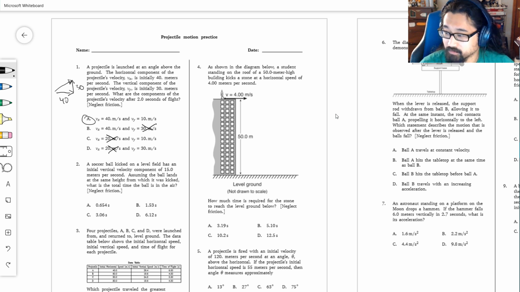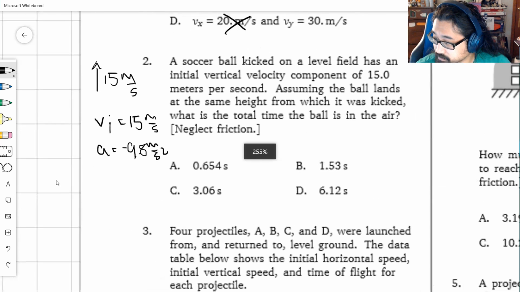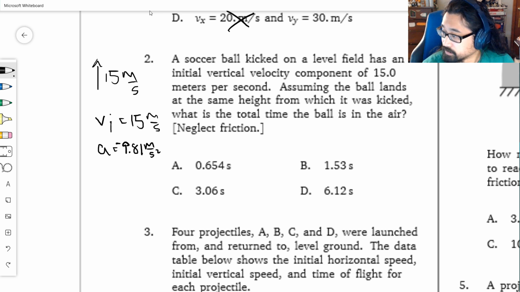A soccer ball is kicked on a level field, with an initial vertical velocity of 15 meters per second. So we're talking straight up at 15 meters per second. So I know the initial velocity is 15. I know the acceleration is negative 9.8 meters per second squared. Hang on, I gotta zoom in because it occurs to me that it's 9.81. So let me be a little more exact: negative 9.81 meters per second squared.